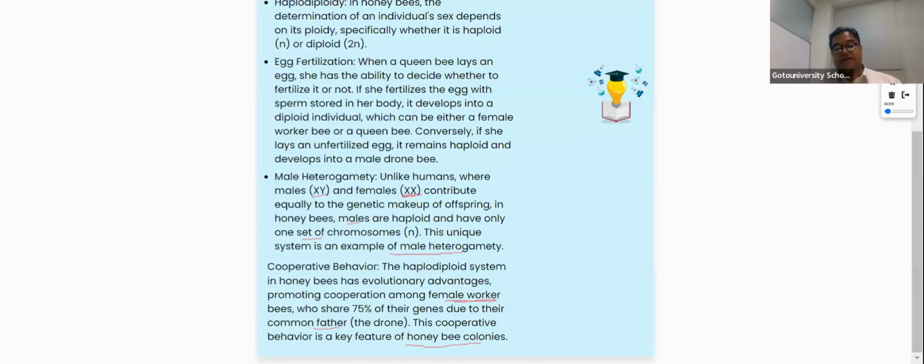So we have already given this many explanations: haploid is single n, diploid is 2n. And how do the drones get the genetic information? Because of the worker bee. The worker bee's contribution to the drone is 70% in terms of genetic material inheritance. So 70% of the genetic information is getting transferred from the worker bee to the drones.